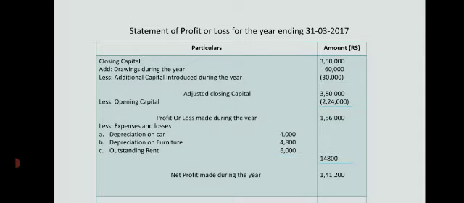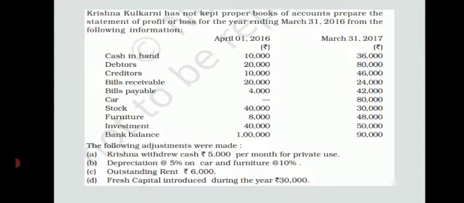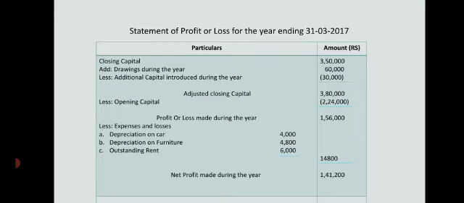So same thing I have written here. Depreciation on car 4,000, depreciation on furniture 4,800. Car is depreciated at 5% and furniture is depreciated at 10%. And the last adjustment is adjustment number C, outstanding rent rupees 6,000. So outstanding rent is nothing but rent is due but not yet paid. It is a liability, so it becomes an expense. Right, I record it here under the head of expenses and losses. Outstanding rent 6,000. So total expenses is 14,800.